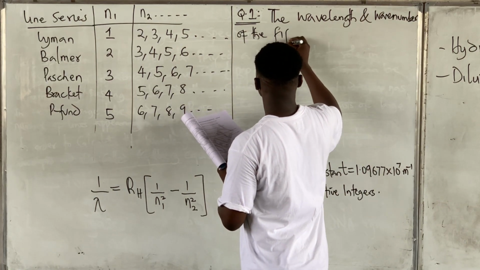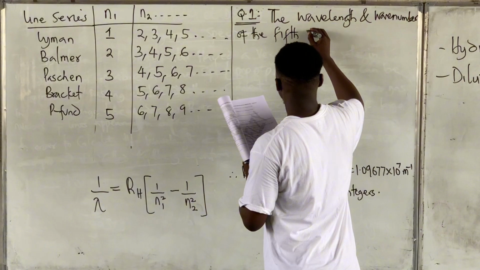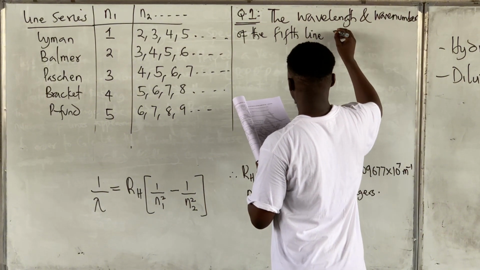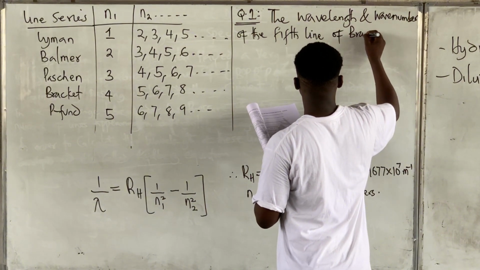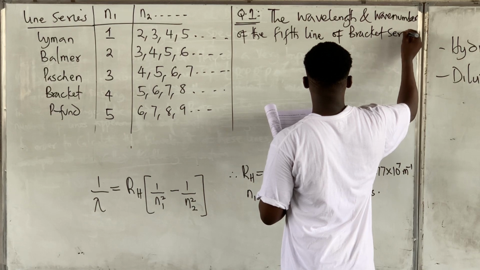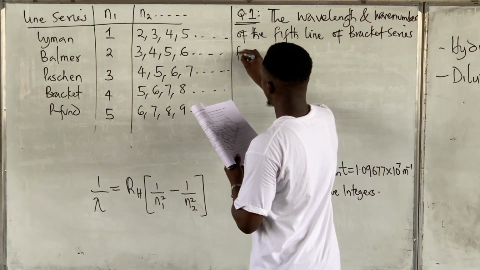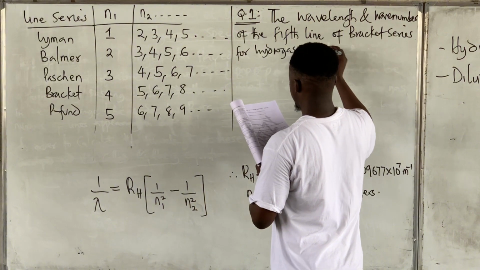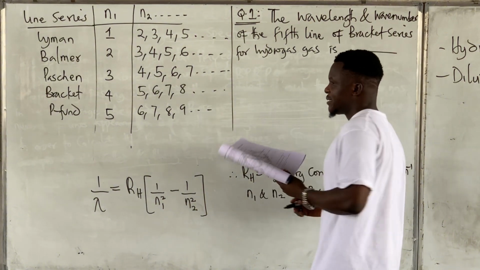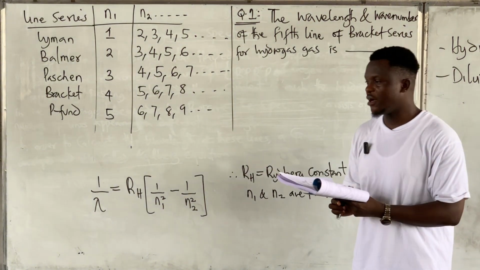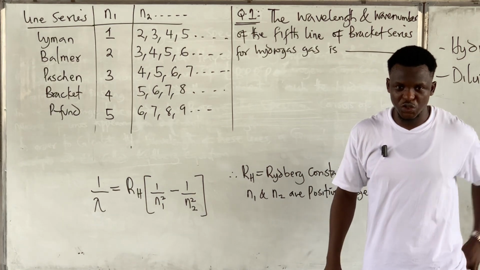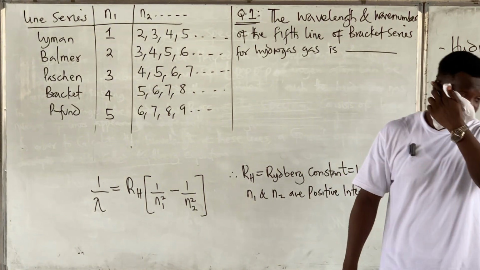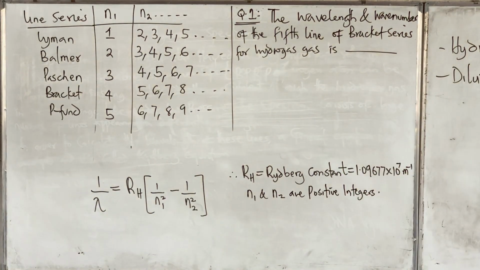Wavelength and wave number of the 5th line of Brackett series for hydrogen. Remember this was carried out for hydrogen. This is for hydrogen spectrum. So most of the times they might attach hydrogen to that guy.